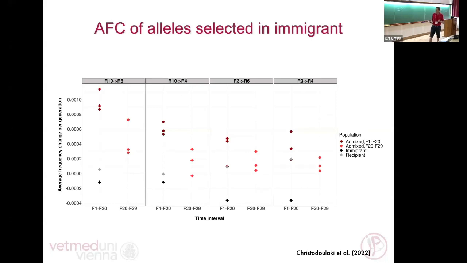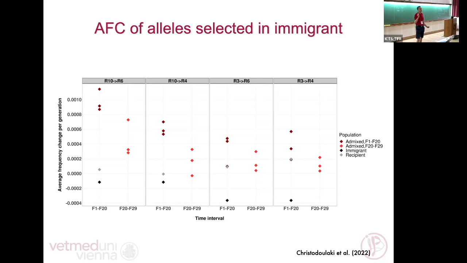So what do we see? This is basically the 4 different admixture events that we are doing. Each of the dots is one of the replicate populations that we have been running. And this is the frequency change that we see per generation. In red, you see the frequency change in the admixed population, and this is the frequency change in the immigrant and recipient population. So you see that the immigrant and recipient populations are not changing very much in frequency. But here, as predicted, we see a pronounced frequency increase, which is highly parallel across all the replicates.